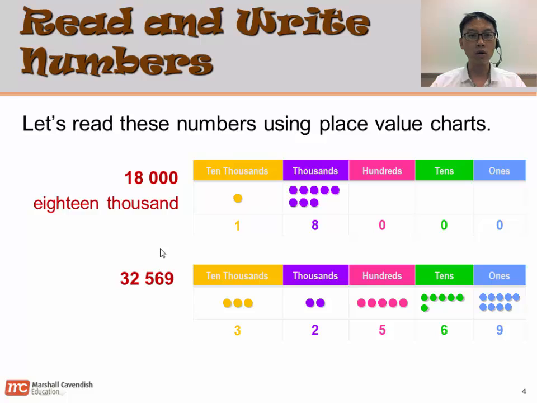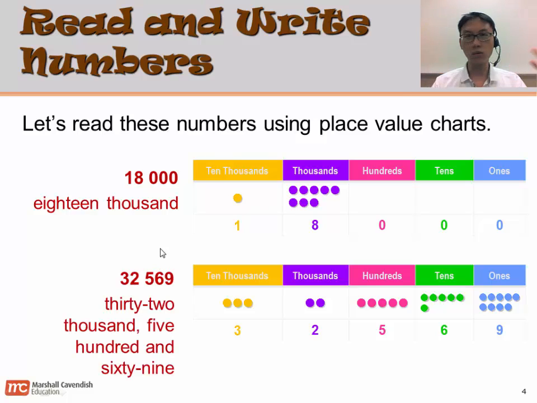569. So in all, how we read this, and when we write it, it's going to be the same. 32,000, comma, 569. Because you have the hundreds here, we have to put the comma before that. Right, so 32,000, comma, 569. So that's how we read and write these numbers using the place value chart.